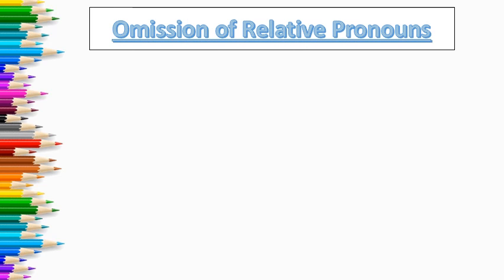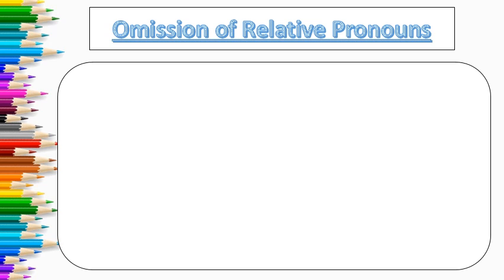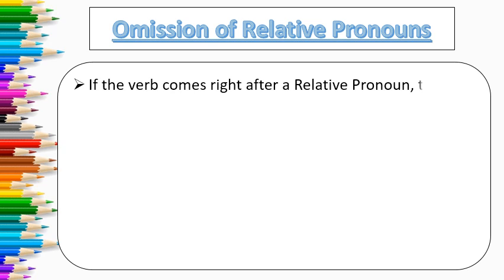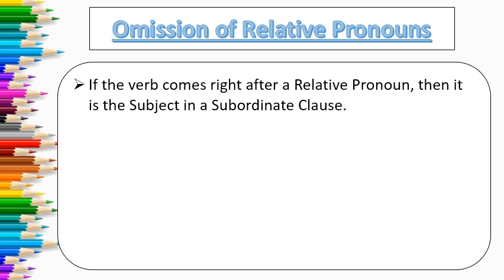Omission of relative pronouns. Let us see how and where we can omit relative pronouns in sentences. The first rule is, if the verb comes right after a relative pronoun, then the relative pronoun is the subject in a subordinate clause. Remember one thing, a clause contains its own subject and verb, or a group of words. It is not necessary that it will contain a group of words, but it is necessary that it will contain a subject and a verb. Let us see an example to clarify this rule.